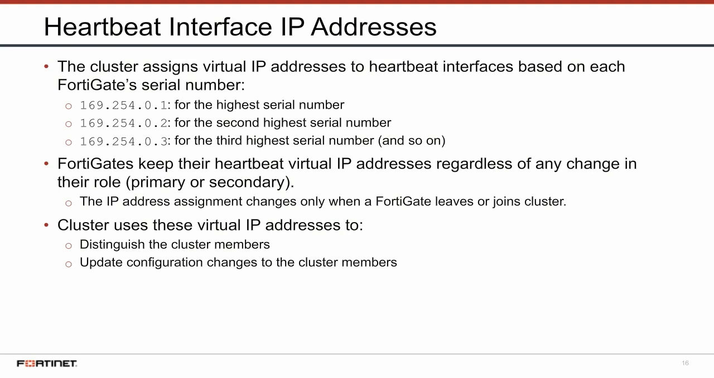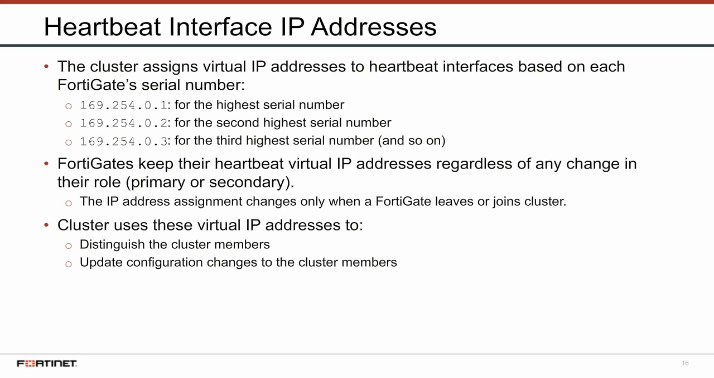What about the heartbeat interfaces? You don't need to configure heartbeat interfaces. FortiGate Clustering Protocol automatically negotiates the heartbeat IP addresses based on each device's serial number. The IP address 169.254.0.1 is assigned to the device with the highest serial number. The IP address 169.254.0.2 is assigned to the device with the second highest serial number, and so on.